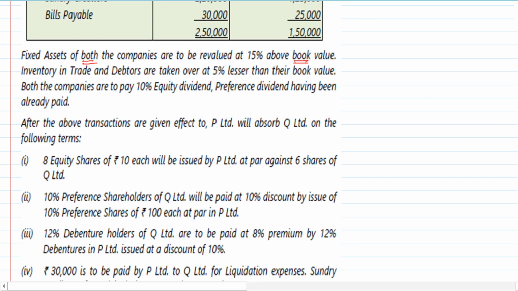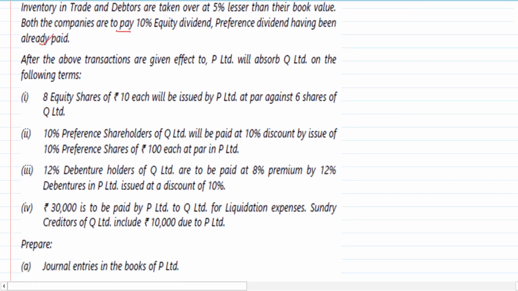Both the companies are to pay 10% equity dividend. Preference dividend is already paid. We very much know equity dividend cannot be paid till the preference dividend has been paid. So it's just a clarification. Preference dividend is already paid.